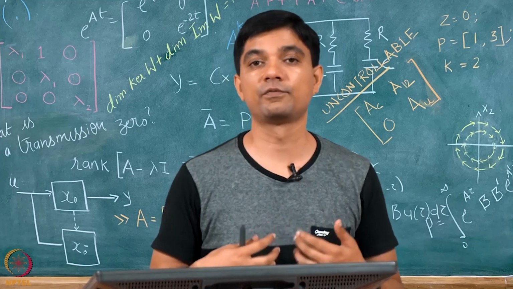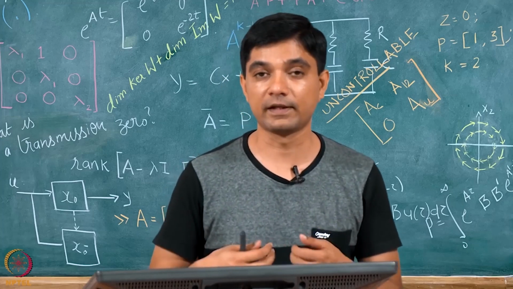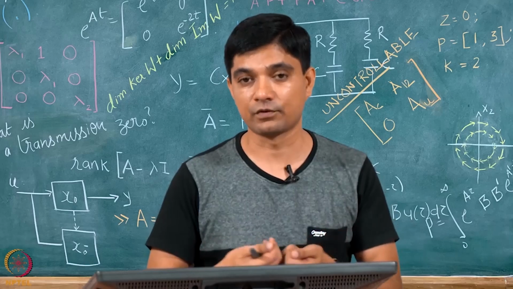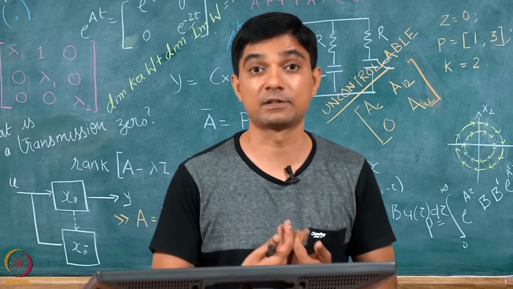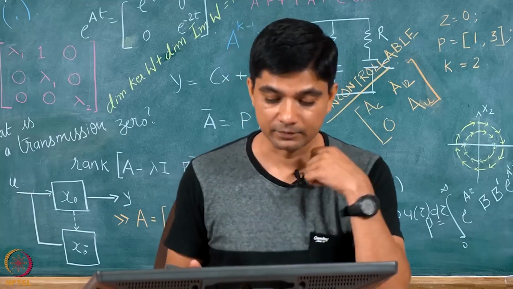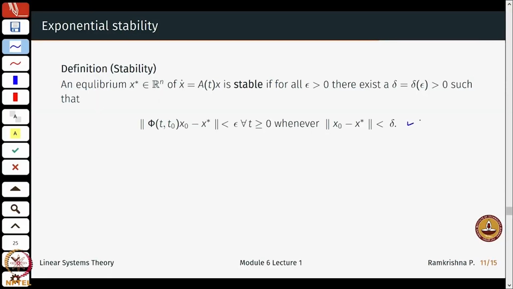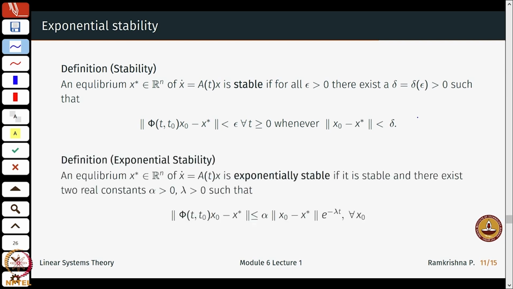And therefore, I need to define a stronger notion, or can I quantify the rate of convergence? That is where the notion of exponential stability comes in. Okay, what does it mean? Again, the basic thing is to look at the definition of stability. When is the system additionally exponentially stable? Of course, first I should check if it is stable or not, and then there exist two constants, alpha and lambda, such that something like this holds. Okay, what does this mean?